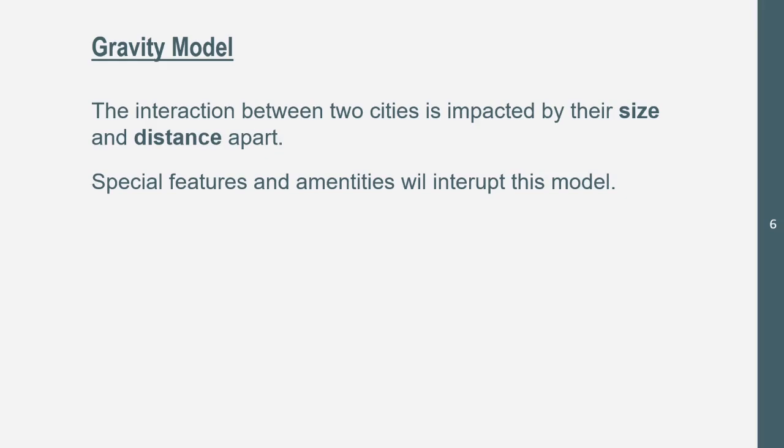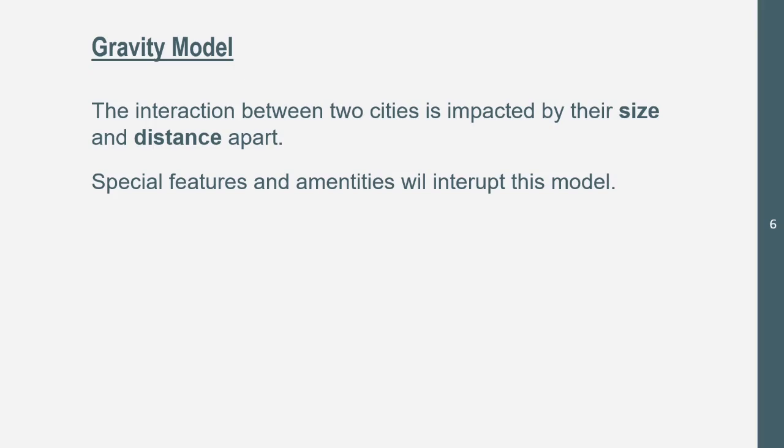Now let's get into the gravity model. The interaction between two cities is impacted by the size and distance apart. So two large cities that are close together are going to have more frequent interaction than two small cities further apart. Special features and amenities will interrupt this model.